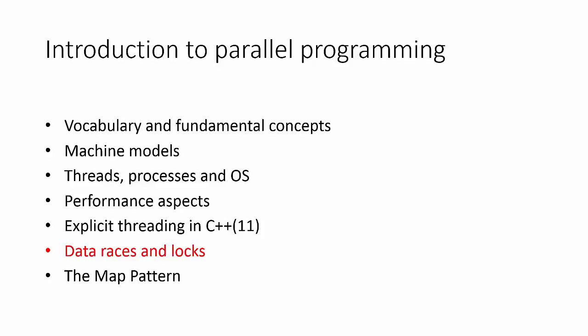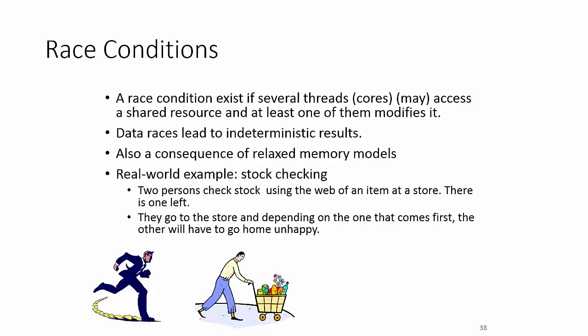An evil thing with parallel programming is the data races that may occur and the locks that are needed to prevent programs from having data races. Data races are the most vicious thing that you will ever see in parallel computing. So we're talking about race conditions.